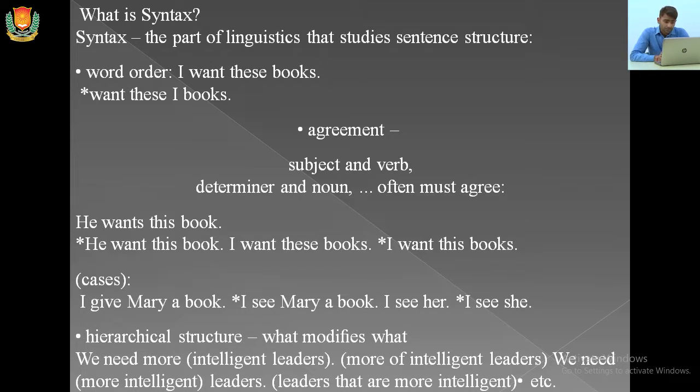Now, determiner and noun: there must be an agreement between determiner and noun. It often must agree. Why? For example, he wants this book. He wants this book. I want these books. I want this books. Which one is wrong? What is a determiner?